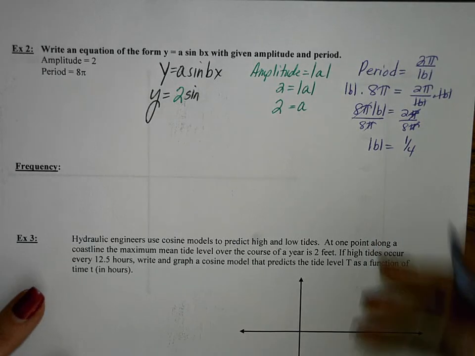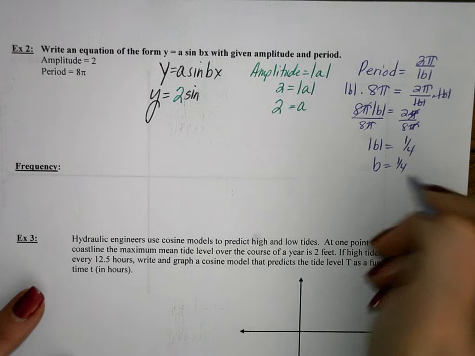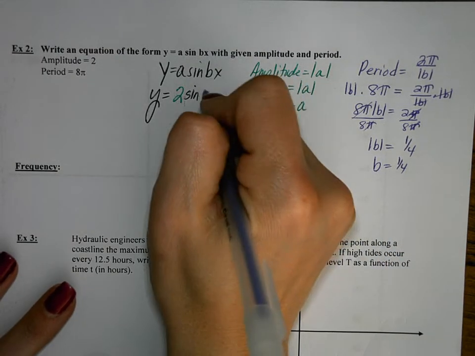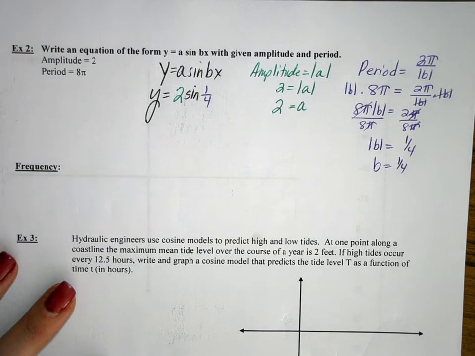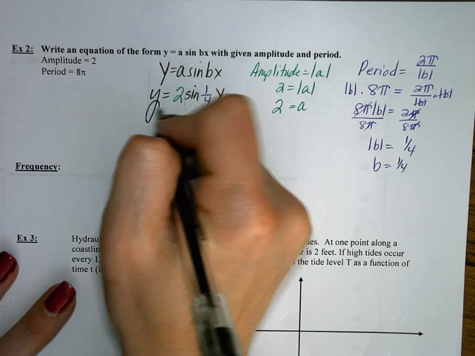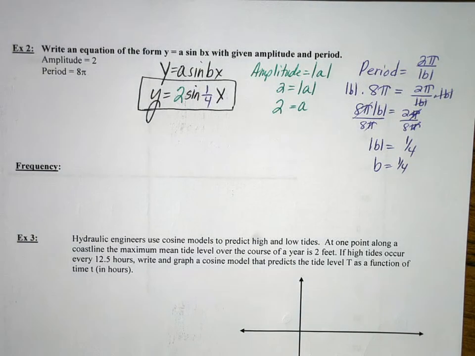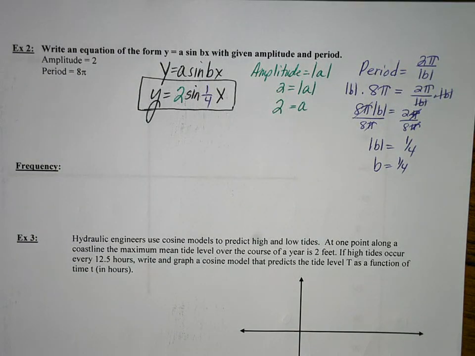And once again, we're going to work only with positives today. So b is 1/4, and then I have an x. So y is equal to 2 sine of 1/4 x. Are we okay with that? Does that make sense to us?